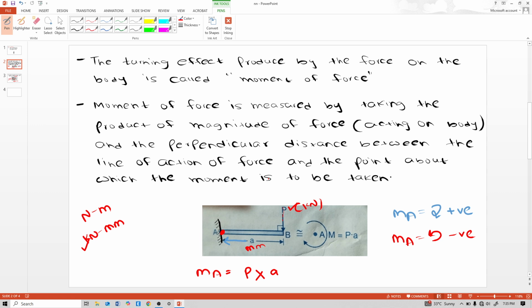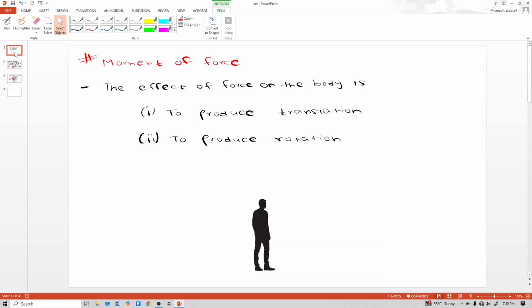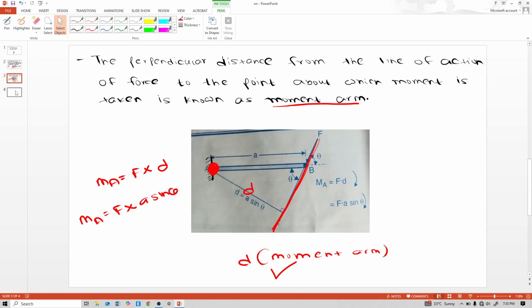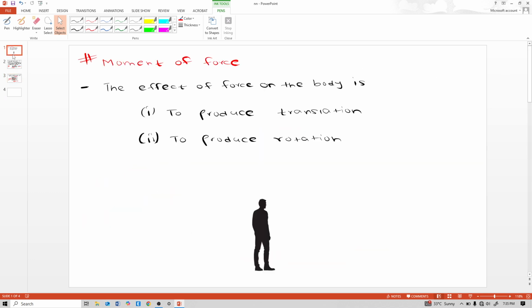So that is moment of force. The effect of force on the body is to produce translation or to produce rotation. So now our moment of force concept is clear.